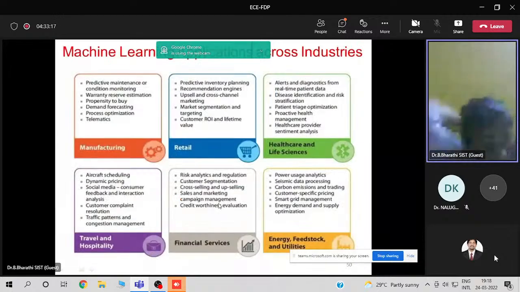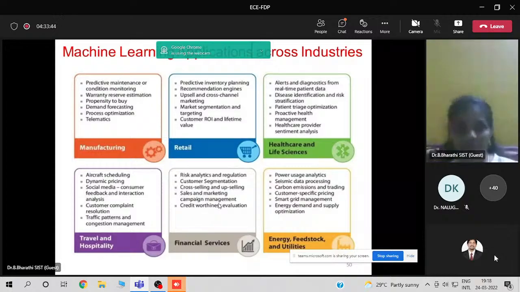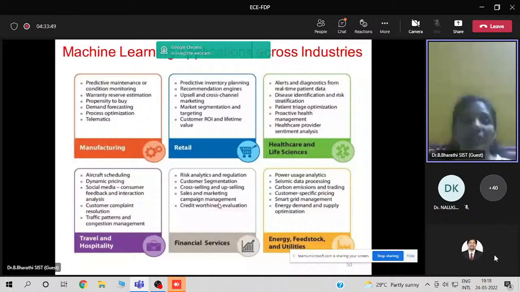So when I take machine learning, you have applications of machine learning almost in all industries. I have given you a gist or a glimpse of most of them. Either you take manufacturing, you use it for predictive maintenance, demand forecasting, optimization of product chain. If you take retail, you want to do inventory planning, you want to do prediction of your profits, customer return of investment, market segmentation, and all that. In healthcare, you want to give better monitoring of diseases, better identification of diseases, better triage facilities to the patient.